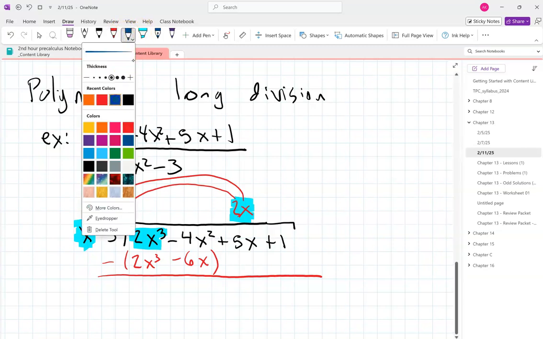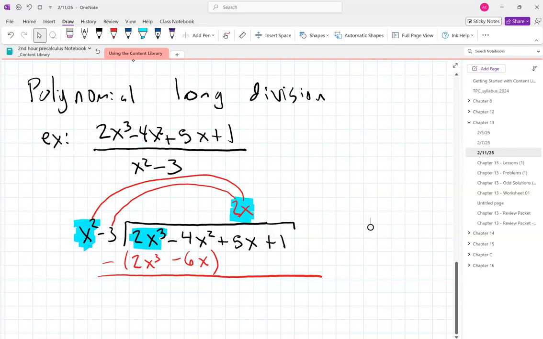The number 1 place where students are going to make a mistake is with the subtracting piece, because they're going to fail to distribute the negative. So I always start by doing this, and then I'm going to distribute the negative through. So that positive 2x cubed is going to become negative, and then the negative 6x is going to become a positive. And now I'm going to just compute straight down. So I have 2x cubed plus a negative 2x cubed. That's 0.